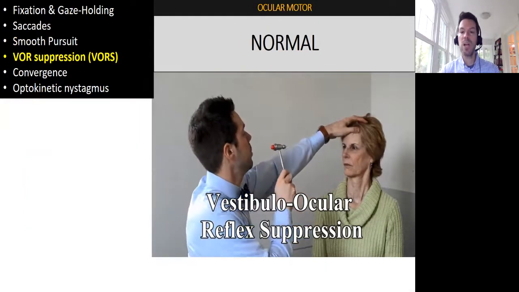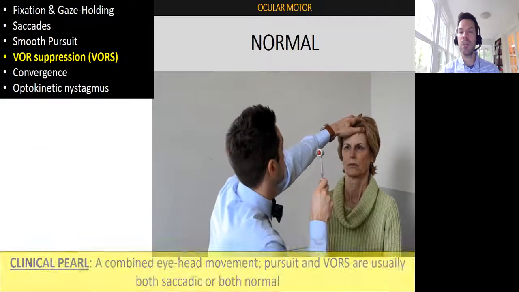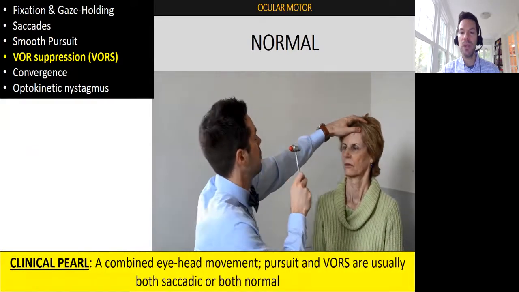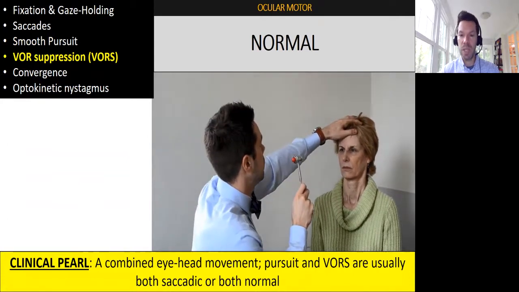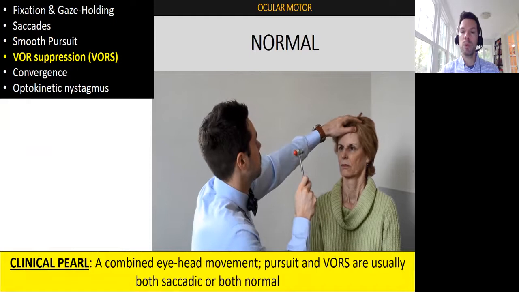What about the vestibulo-ocular reflex suppression? This is a combined eye-head movement. And pursuit and VOR suppression are almost always both saccadic or both normal appearing.